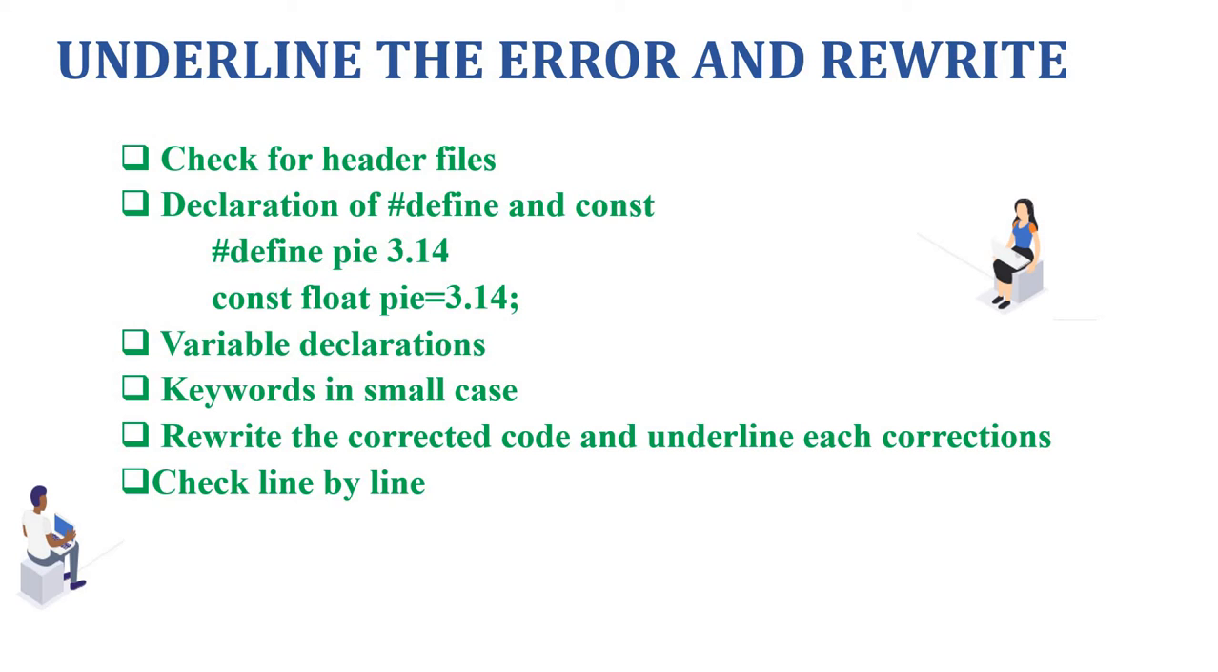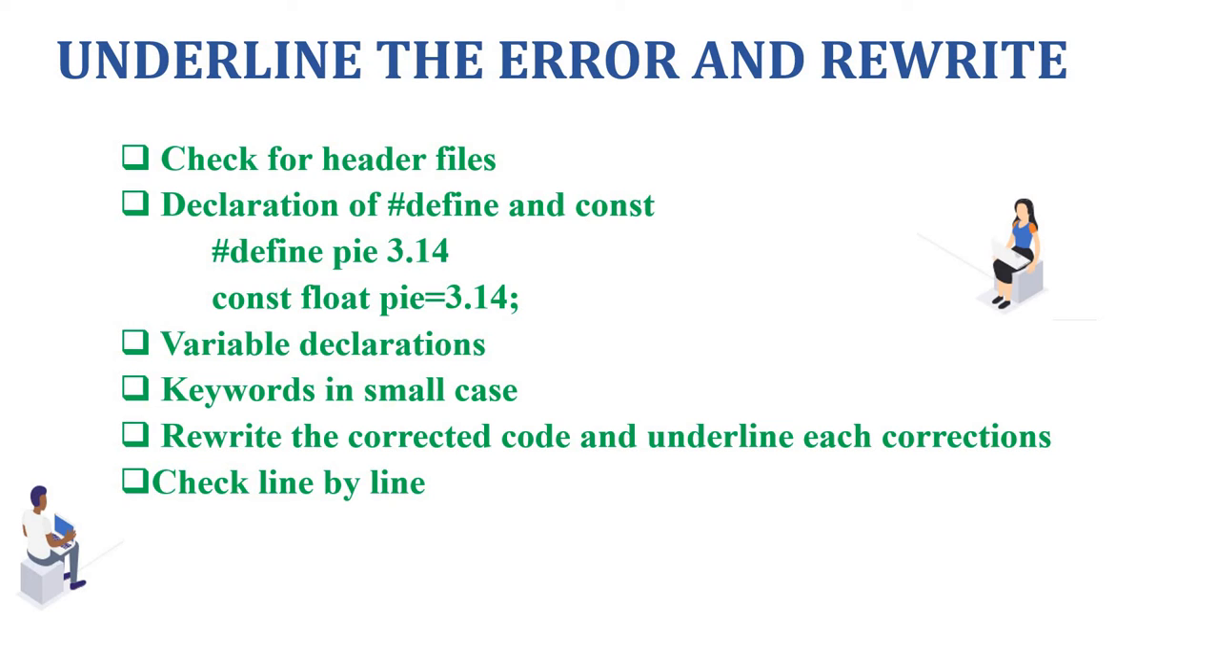The next one is declaration of hash define and const. How will you declare these? For hash define, the syntax is hash define space name of the variable space value. There is no equal to sign here and there is no semicolon for hash define. So hash define, space, name of the variable, space, the value.